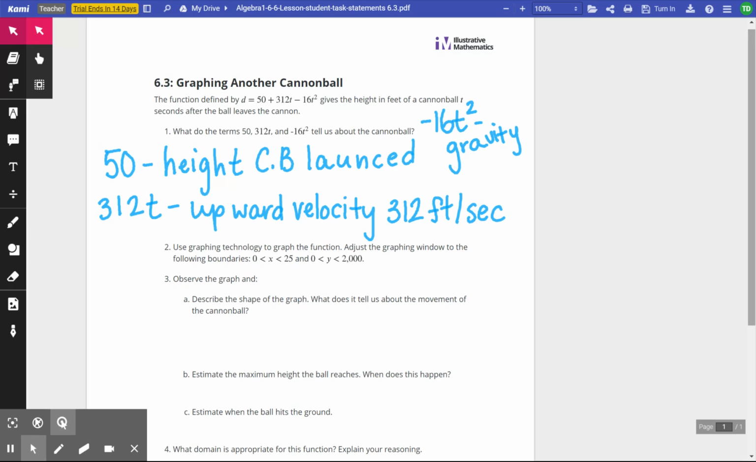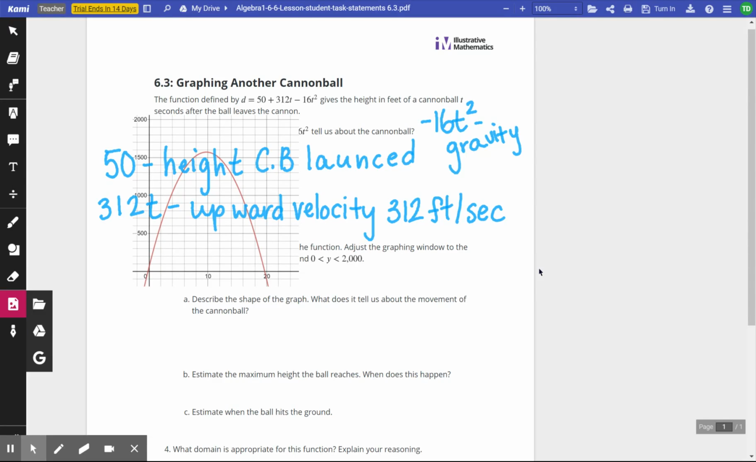So moving on, it says, using graphing technology to graph the function, adjust the graphing window to the following boundaries. So hopefully you guys remember how to do this on Desmos. I went over that several times. We did the wrench. So if you forgot how to do it, you should have Googled it. So I would describe this as it's increasing after it's being launched and then decreasing. It has a peak, which looks like it's at 10 on the x-axis and maybe like 1600 on the y.